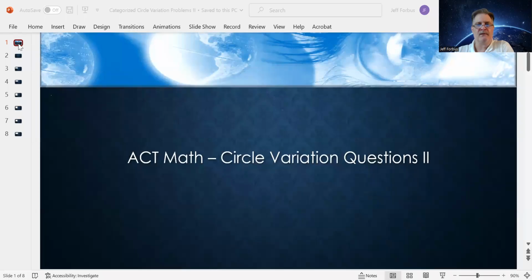Well, hey guys, I'm back with the second half of these circle variation questions. These questions come off of released ACT exams. Some of this will also help you with the SAT, by the way. It's really important to understand the fundamentals based around these circles. And once you grasp those fundamentals and those fundamental equations, you'll be just fine.